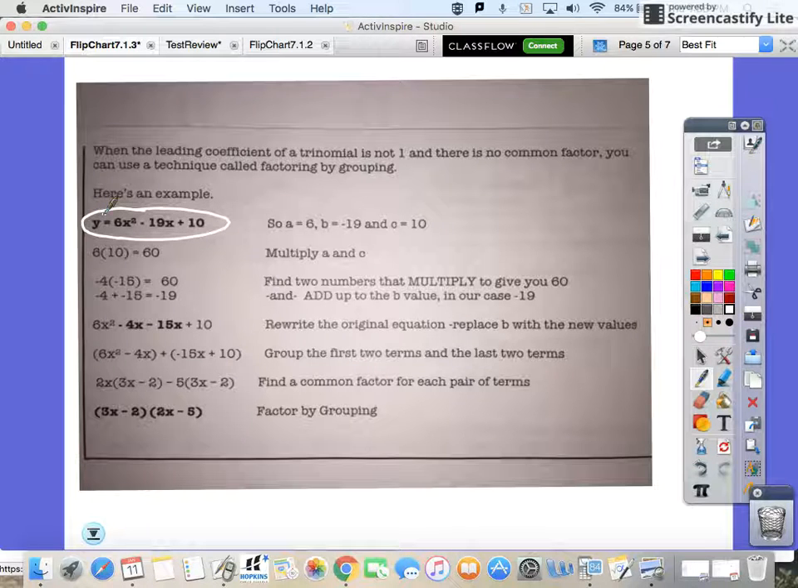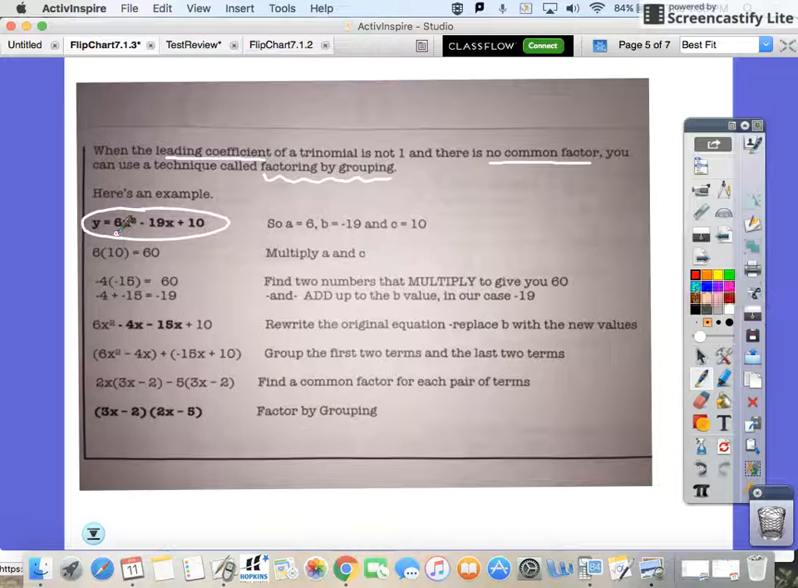If you see that and the leading coefficient, which is this one right here, is not 1, and there is no common factor for the other things, like 6, 19, and 10, you can't pull anything out of all three, we're kind of stuck. At that point, we use what's called factor by grouping. Again, I personally never use this. If I were to run into this problem, I would use the quadratic formula, but this is something you might enjoy more. So there's a couple steps to it.